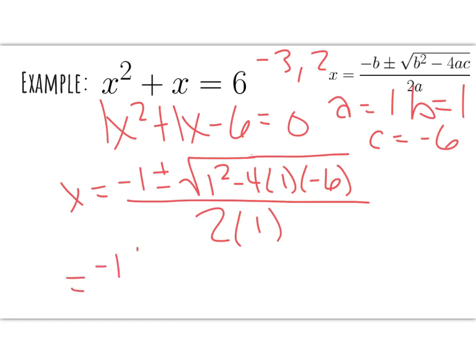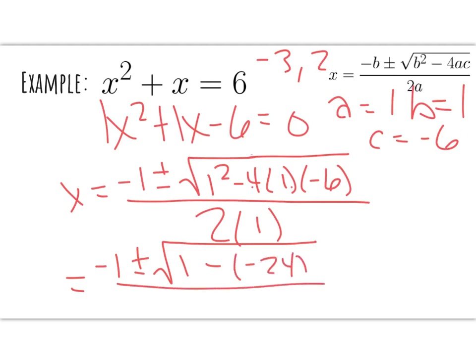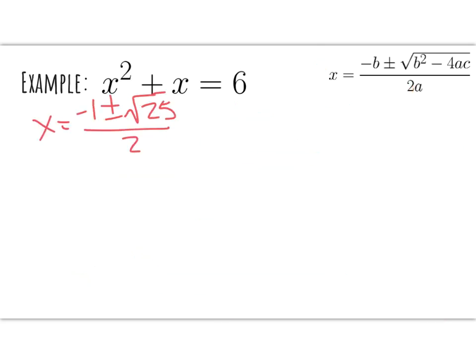So what we have is negative 1 plus or minus, do a little simplifying here, 1 squared is 1, 1 minus 4 times 1 is 4, times negative 6 makes negative 24. And 2 times 1 is 2. So we're well on our way, and we'll clean this up one step further before I start with a new screen. Negative 1 plus or minus the square root of 25 all over 2. So we'll continue with a fresh page now. We have x equals negative 1 plus or minus square root of 25 over 2.